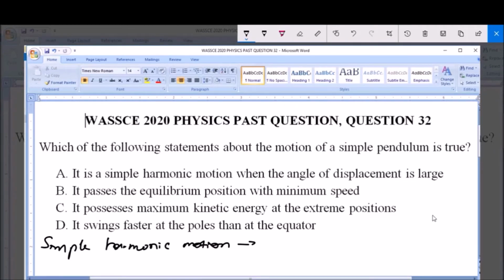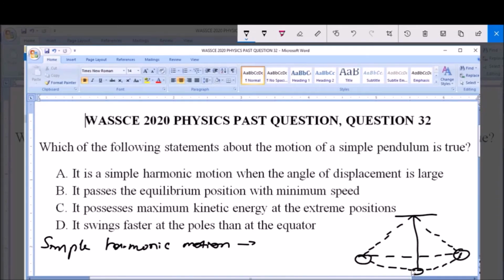Now let me represent this motion diagrammatically. Let's say, for instance, we have a simple pendulum suspended like this. Now when displaced, it will have an extreme position here and likewise an extreme position here. Now let me describe the motion like this. So this is the diagrammatic representation. Now this is the equilibrium position of this pendulum.